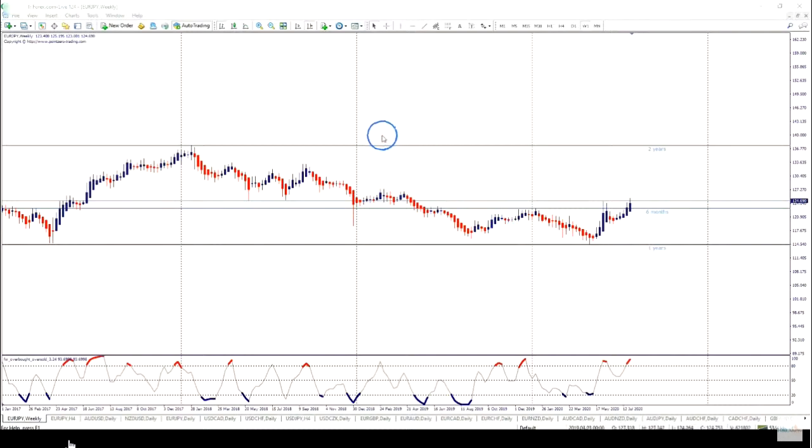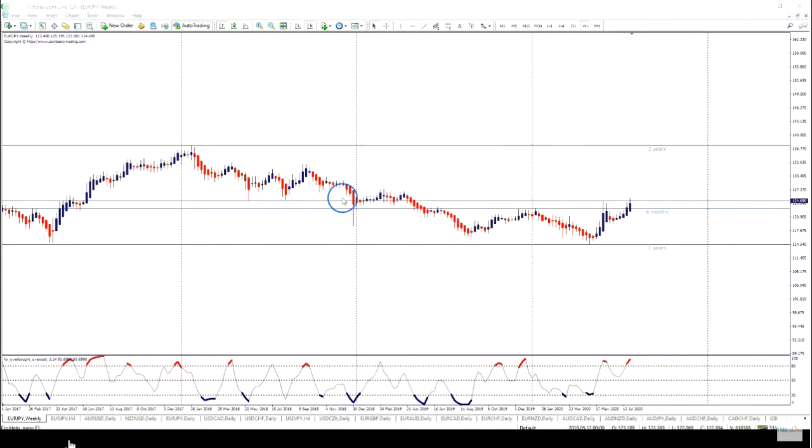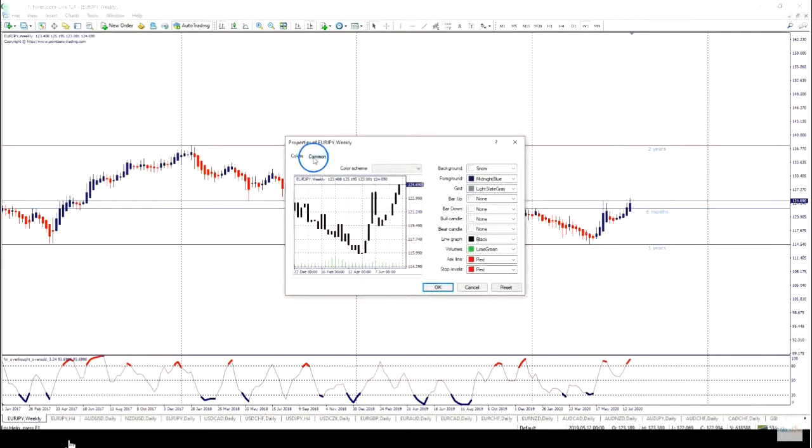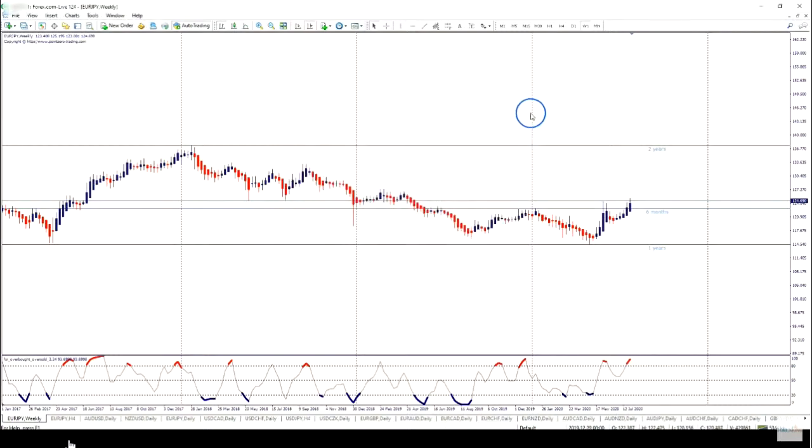If you're using MT4, and you go ahead and place the session break lines on your platform, you would click properties, go right here to where it says common, and make sure this box is checked, show period separators. Once it's checked, you're going to get this line right here. This line is going to appear on your charts.